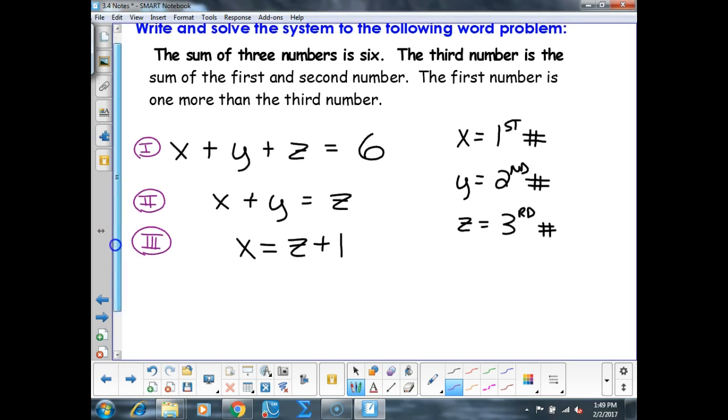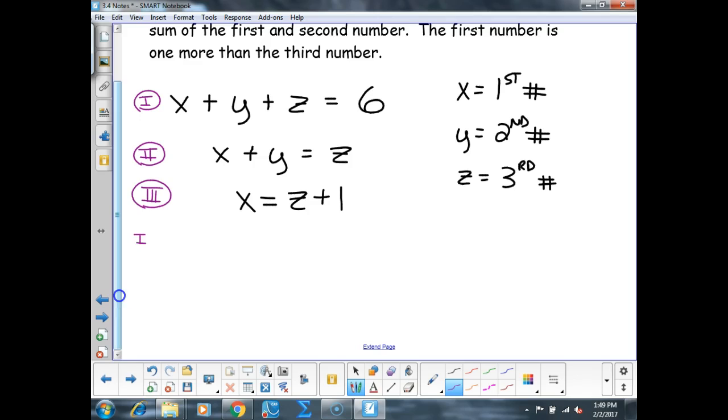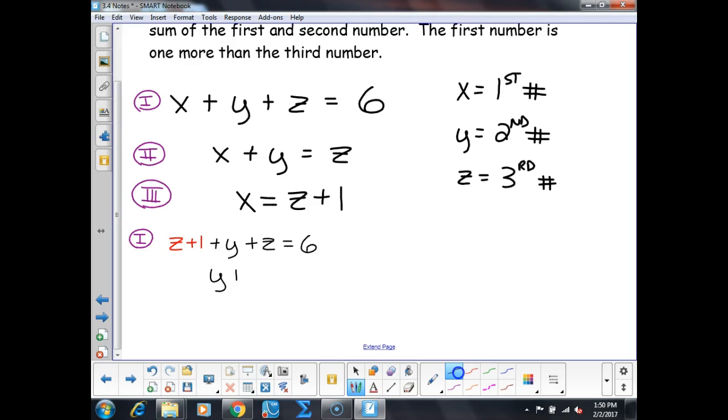Right? So if I plug it in equation number 1, then I get X. No, I don't get X. I get Z plus 1 plus Y plus Z equals 6. Correct? So that's Y plus 2Z equals 5. Subtract it. That's where the 5 came from. That's why it's non-simple. Okay.